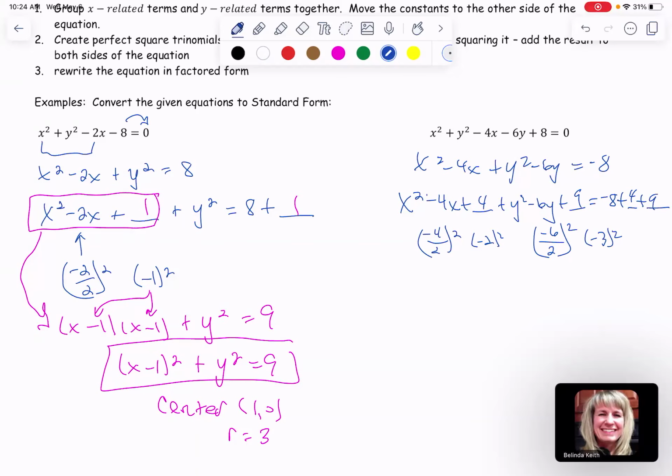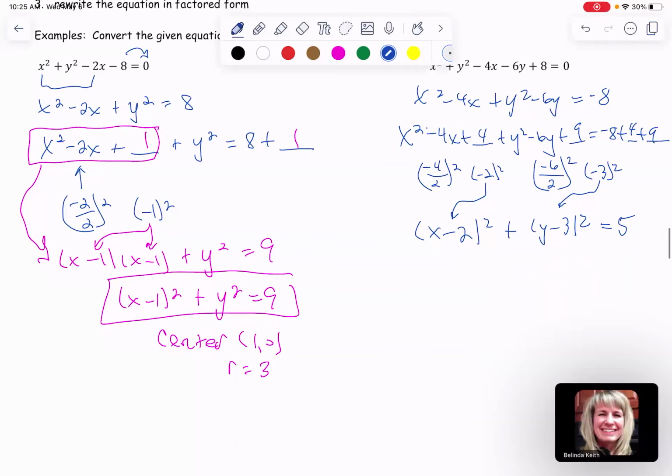So this ends up factoring to be x minus 2 squared. Again, that ends up being what's in here every time, plus y minus 3 squared, which was that. And then it equals 5 when you combine the right-hand side. So now I know my center is at 2, 3. My radius, remember, this was the radius squared, so my radius is the square root of 5.